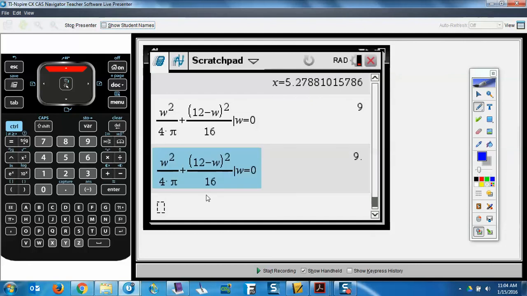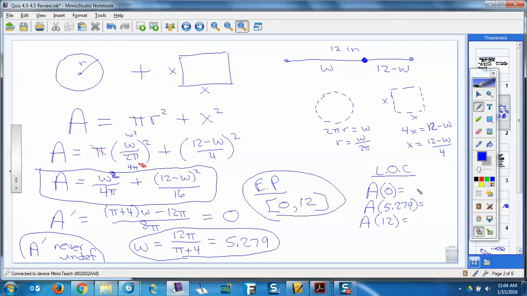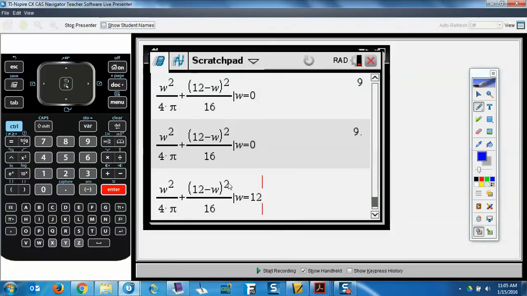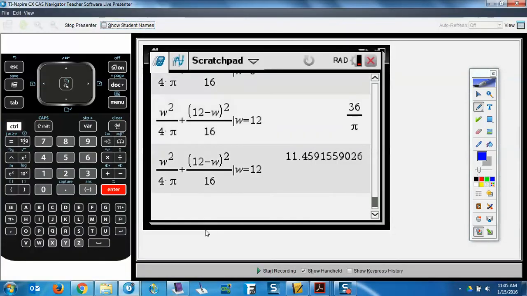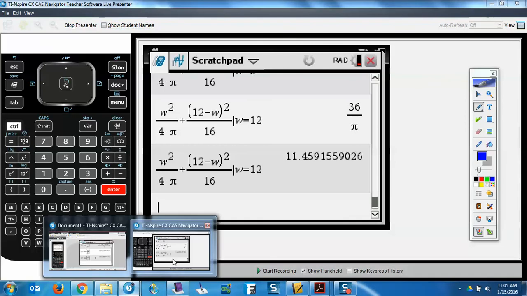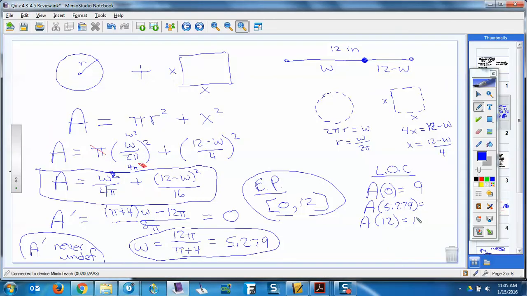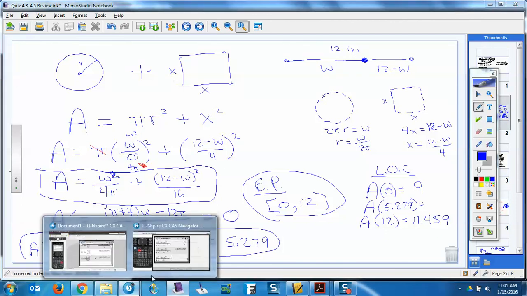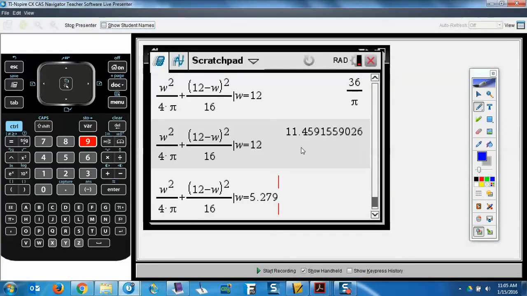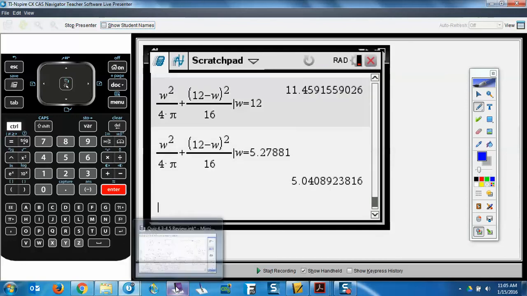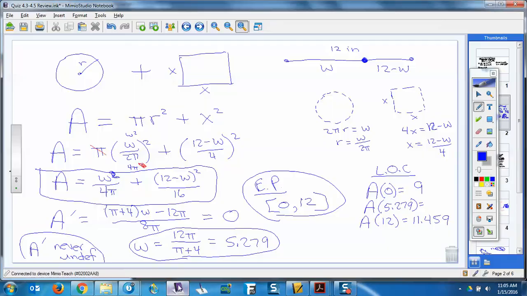Now we want to plug in a 12. So he got 9 for that one. And now let's plug in a 12. Give me a decimal on that. 11.459. And then the 5.279. Now it'd be good to use, what was that number? 5.27881. That gets at least a few more decimal places there. Okay, and what do we get there? 5.041.